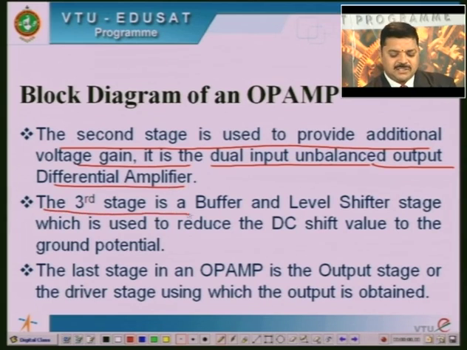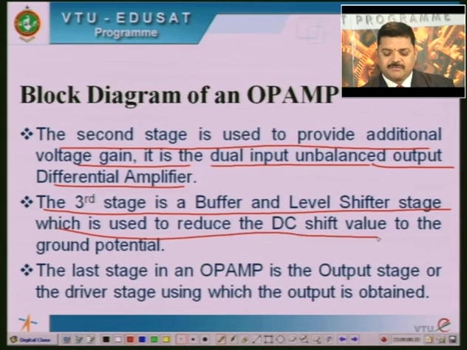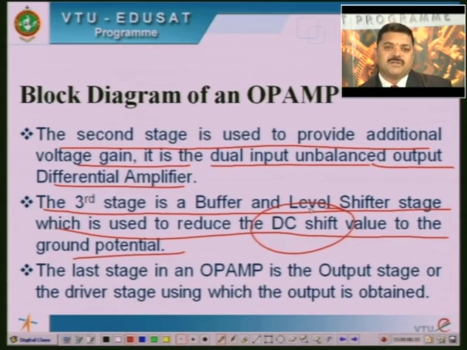The third stage is a buffer and level shifter stage, which is used to reduce the DC shift value to ground potential. Where exactly does this DC shift occur? This DC shift occurs between the first 2 stages, which are differential amplifier stages. As there is a direct coupling between the first 2 stages, it can amplify both AC as well as DC signals. So, as a result there will be a DC shift. This value must be reduced to 0. Then only we will get the perfect output.